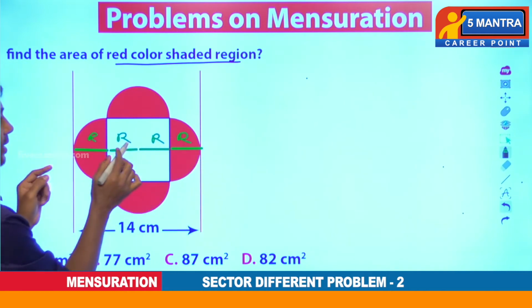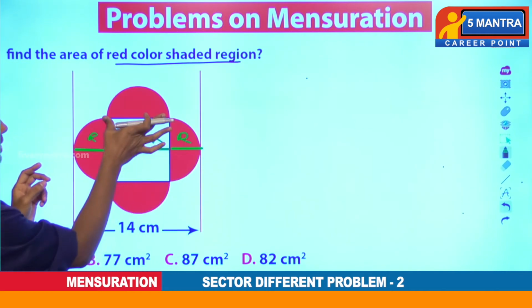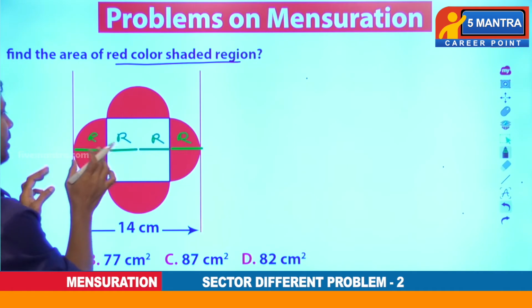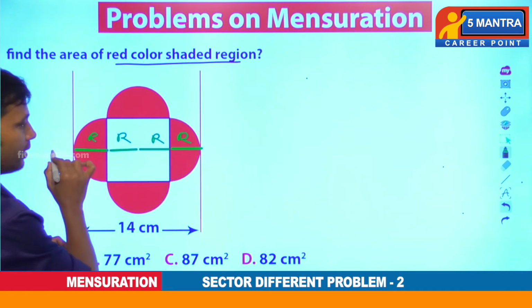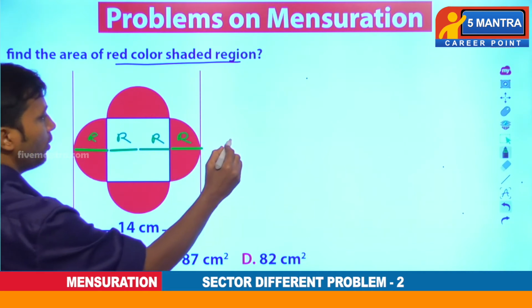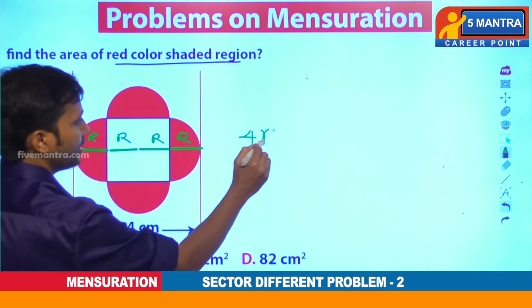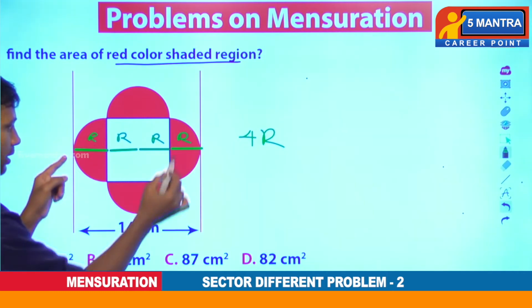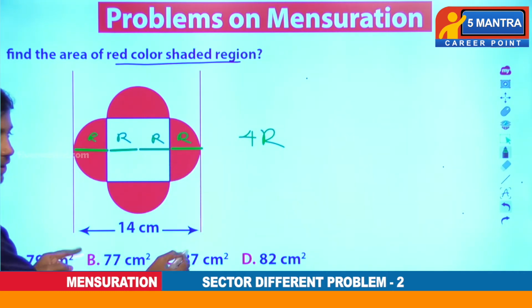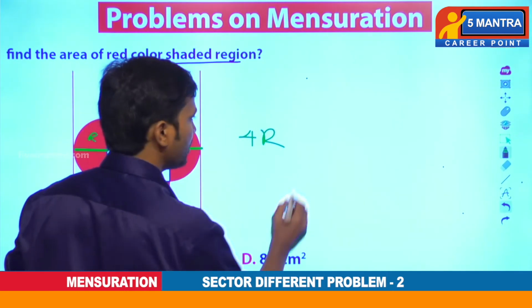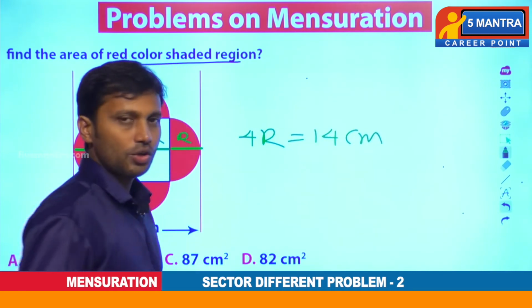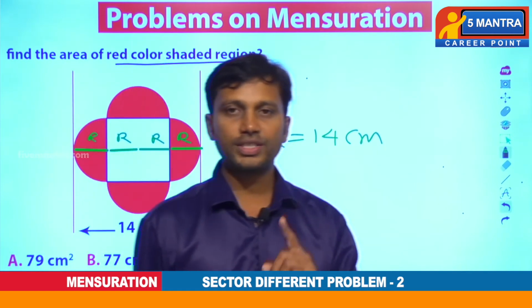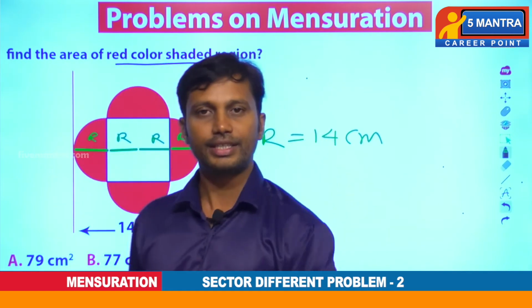So how many radii are there? Why did I take 2 radii here? Because this is a diameter, right? So this is 1 radius, this is 1, and this is 1, and this is 1. So this total length would be 4r, isn't it? It's 4r. Now this 4r is equal to the given length, that is 14 centimeters. So your target is to find the radius first, in order to get the shaded region.